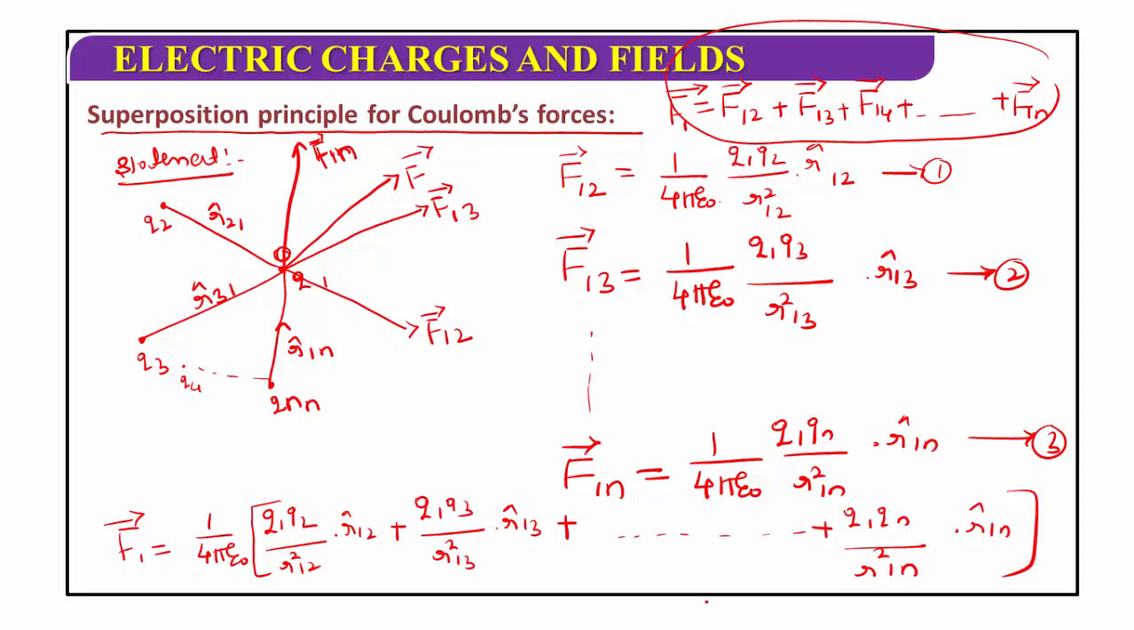According to the principle of superposition, when a number of charges are present, the total force on a given charge is equal to the vector sum of the forces due to the remaining charges on the given charge. According to the statement, the net force acting on the charge q1, that is vector F1, is equal to vector F12 plus vector F13 plus vector F14 and so on up to the F1n term.